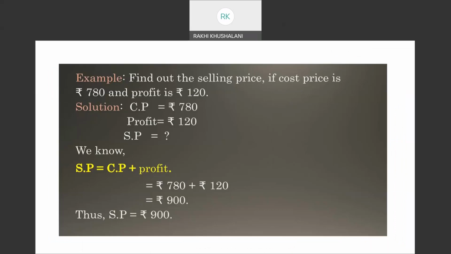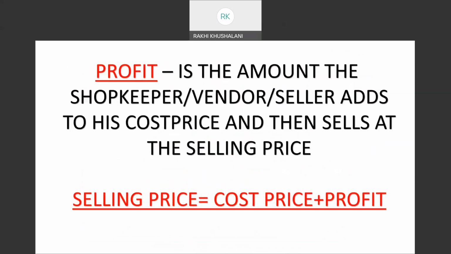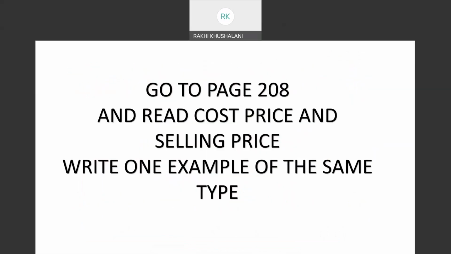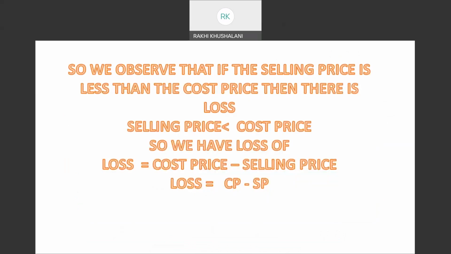I hope you understood this part. We'll just go back and have a look again from here. We observe that if selling price is more than the cost price, then there is a gain or a profit. And thus the profit is equal to selling price minus cost price. Same way, if selling price is less than the cost price, there is a loss. So loss is equal to CP minus SP.